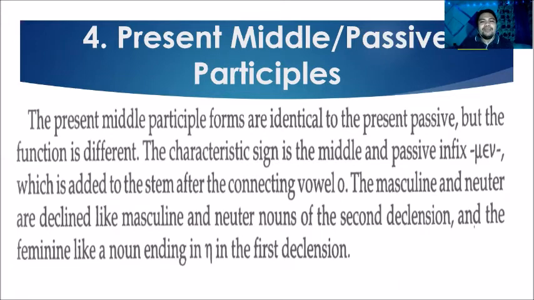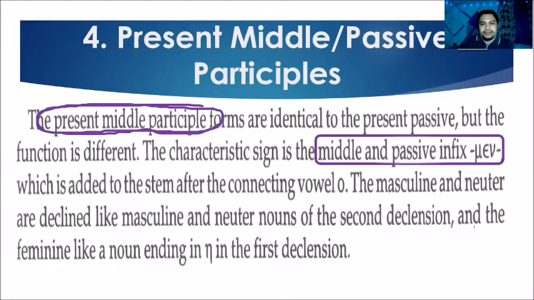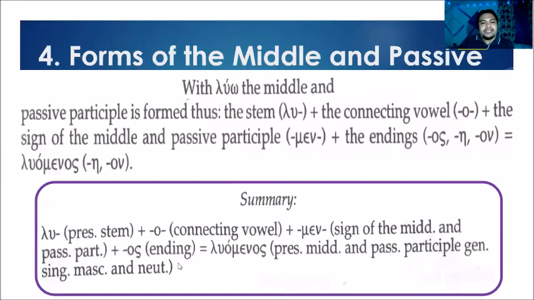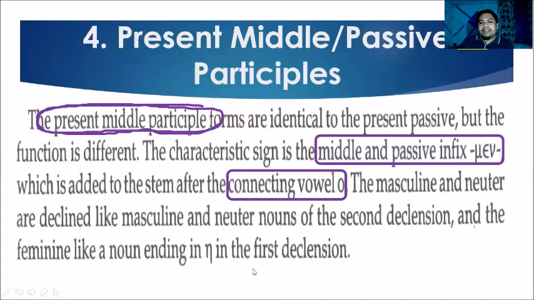The present middle participle forms are identical to the present passive, but the function is different. The characteristic sign is the middle and passive infix, which is men, which is added to the stem after the connecting vowel omicron. So the masculine and neuter are declined like masculine and neuter nouns of the second declension, and the feminine is like a noun ending in eta in the first declension. So remember the endings of the masculine and neuter nouns in the second declension, and of course the feminine in the first declension, which ends in eta.